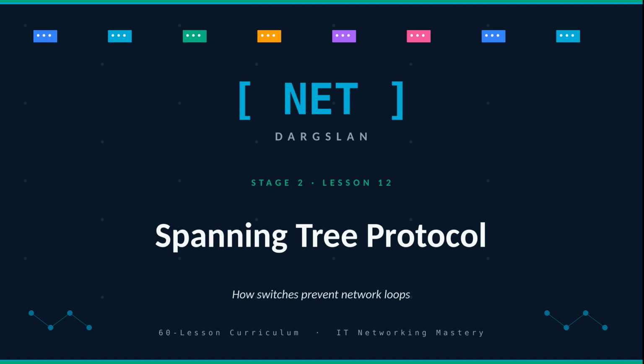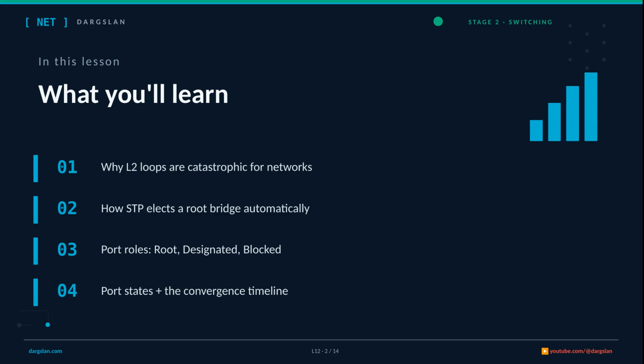Welcome to Stage 2, Lesson 12 of our IT Networking Mastery curriculum. Over the next few minutes, we're going to unpack how switches quietly cooperate behind the scenes to keep your network loop-free, stable, and fast. Here's the roadmap for the next few minutes.